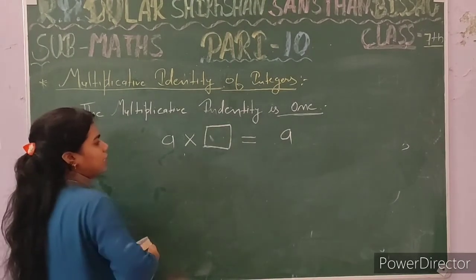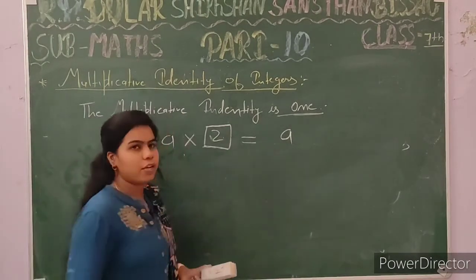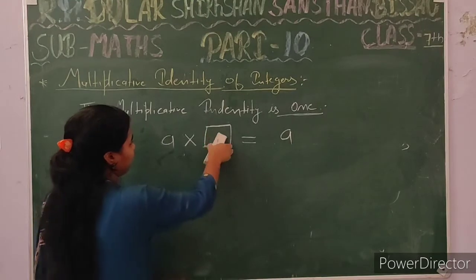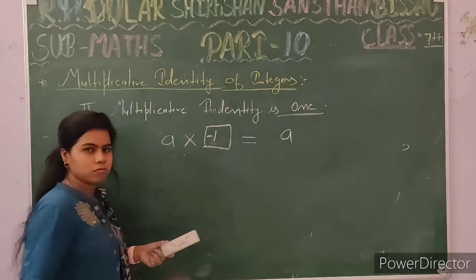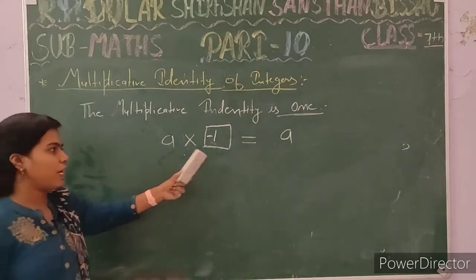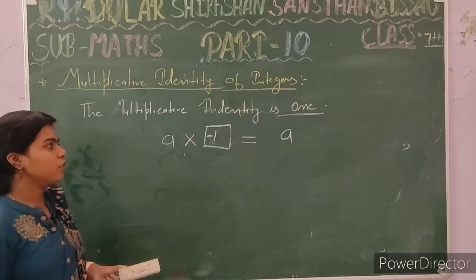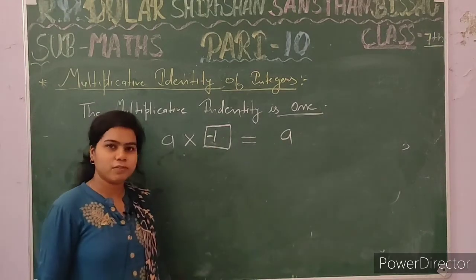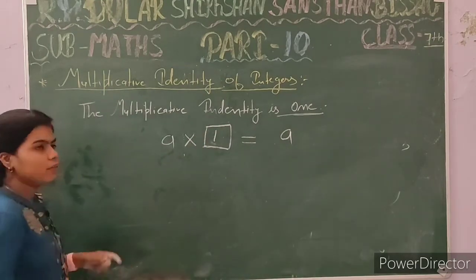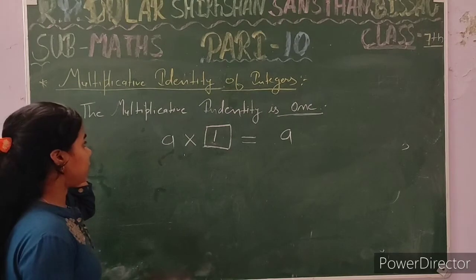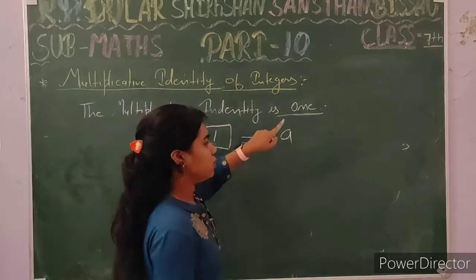We don't write any number like 2, 4, 6, 8, because it becomes 2a, 3a, 4a. So we write only 1 here, and we don't write -1 either. If we write -1, then it becomes -a. It is the inverse of 1, the inverse of the multiplicative identity. So we use only 1 here, not -1. So what is the multiplicative identity of integers? The multiplicative identity is 1.